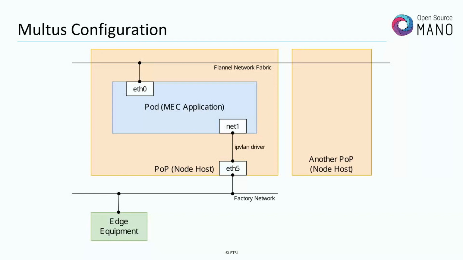And with this, our MEC applications can now have two interfaces. They have the default one, which allows the MEC application to access the Kubernetes network. And then we also have attached a new one, which is bound to a physical one on the host through IPVLAN. And with this, the MEC application can now easily access the edge equipment on the factory's network.